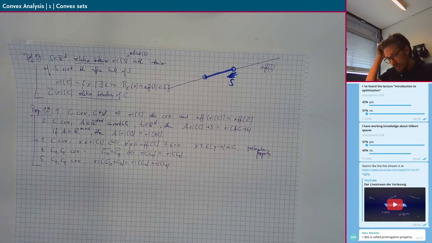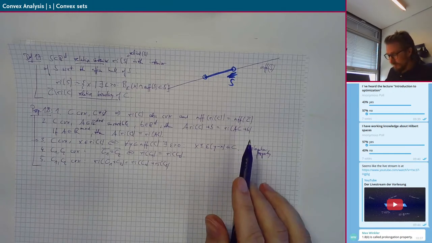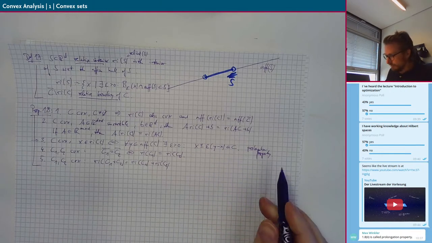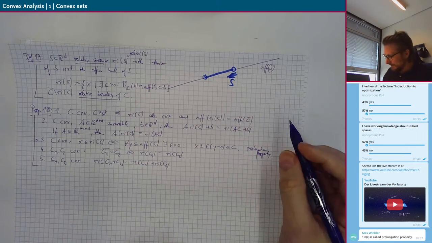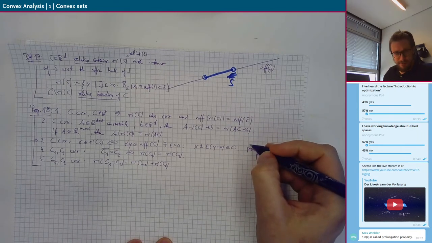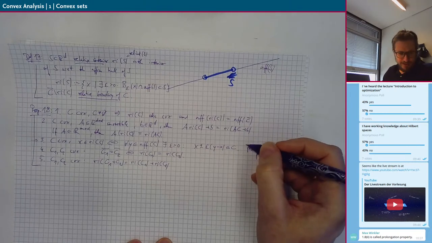Yeah, so what I wanted to note here is that the proof is not always trivial for every point here, but it's all doable. The second point here is actually very helpful to prove the others. And why is that?